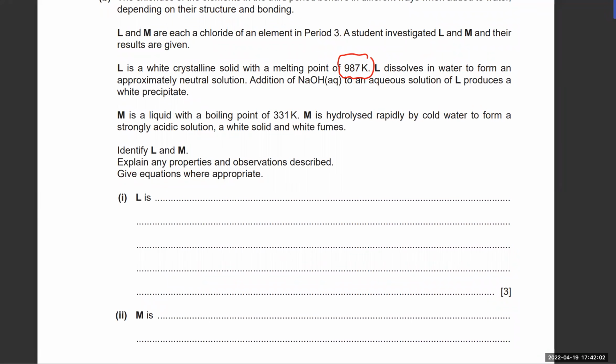It's got a high melting point, and it's crystalline as well. So it's not covalent, it's probably ionic. And it dissolves in water to form an approximately neutral solution. So that is sufficient to figure out what L is. Which chloride is neutral? NaCl, sir. Okay, there's only one, that's NaCl.